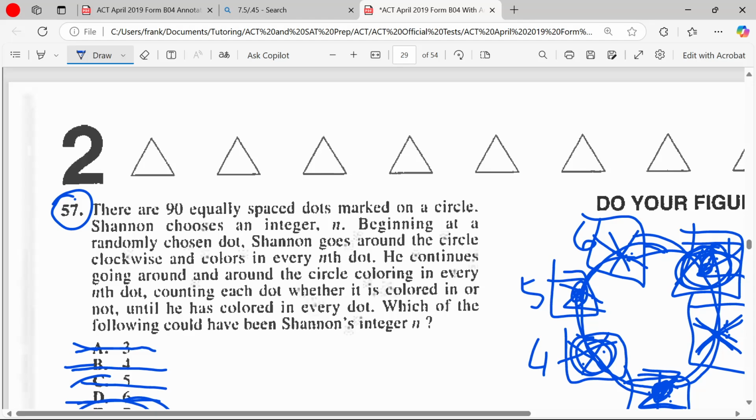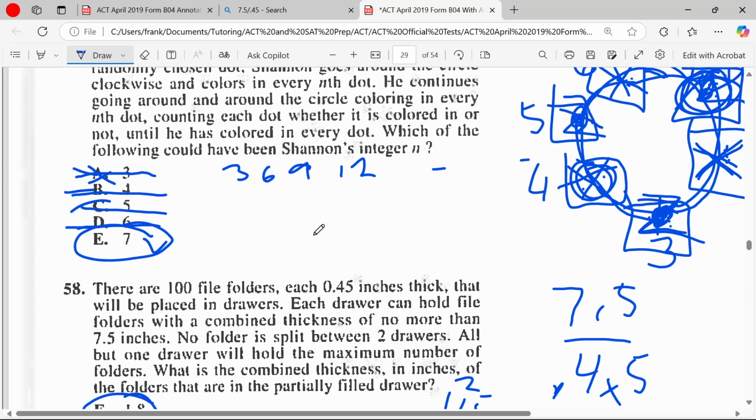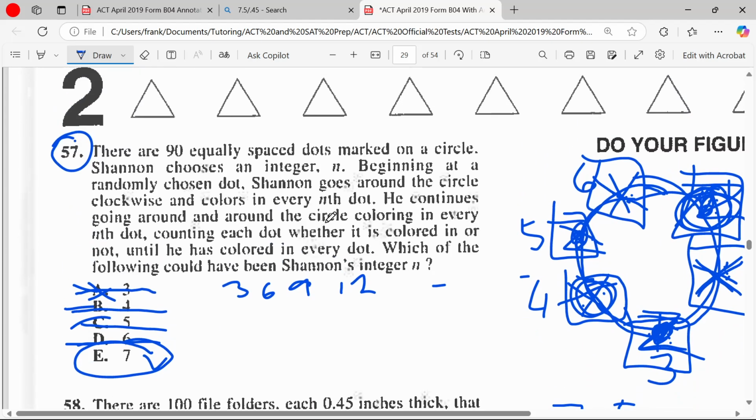But even on this one, you could list 3, 6, 9, 12, and so on. And you'll see you'll get to 90, and then you'll get to 3 again, 6. So you'd see this one will never hit new numbers. You could list them all out, and you'd get the answer E, 7. I just think that would take a little bit of time. That is all for this one.